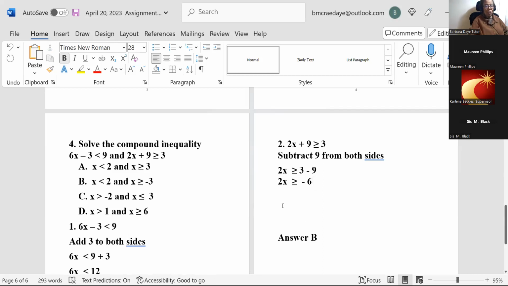Okay. Now what's your next step, Mercedes? My next step is to divide 2 on both sides. Divide both sides by 2, because this is a multiplication, right? 2x means 2 times x. So divide both sides by 2. And what would that give you, Mercedes?